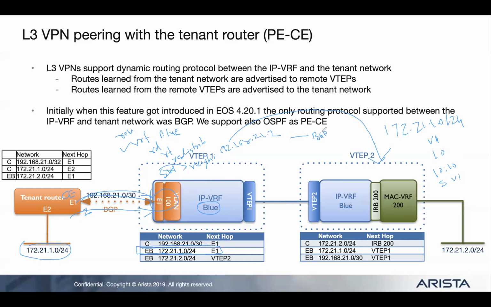So you advertise the type 5 route with all this information. Based on that, the EVPN table will receive this route. Based on the route target, it will install that route into VRF blue. So this is the route you will see in VRF blue: 172.21.10.0/24 pointing to VTEP 1.